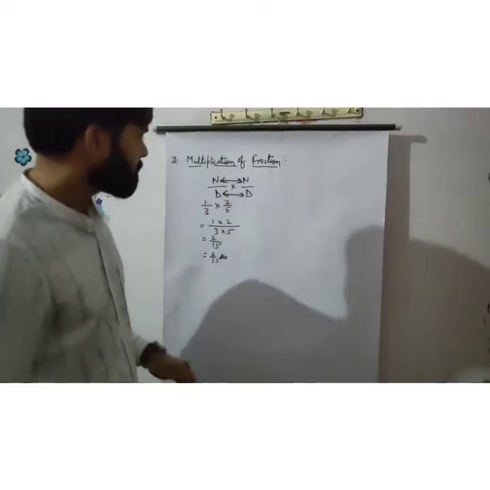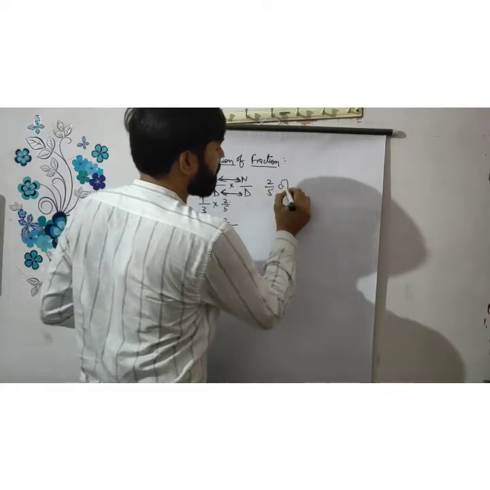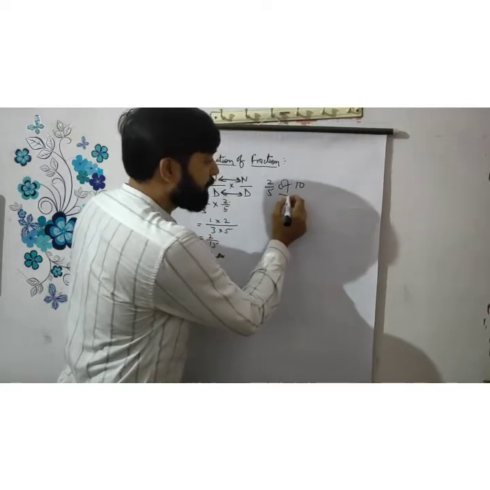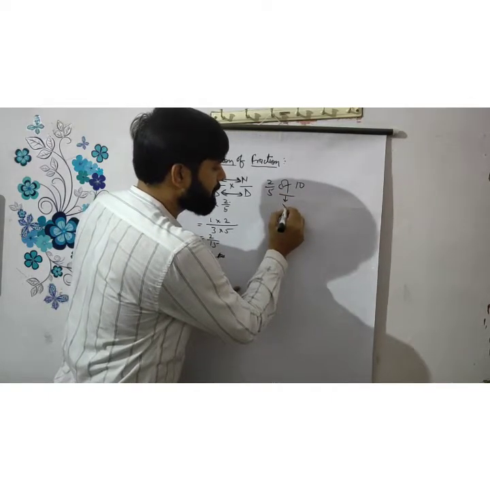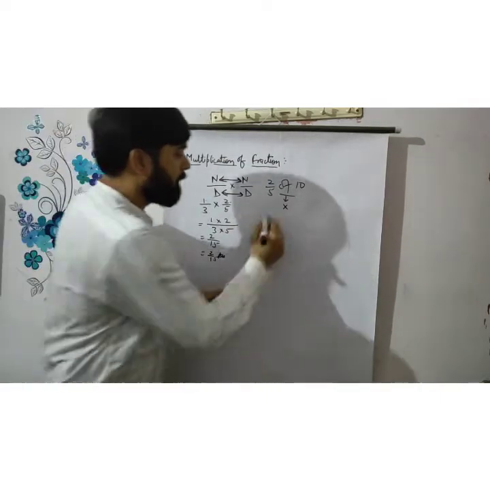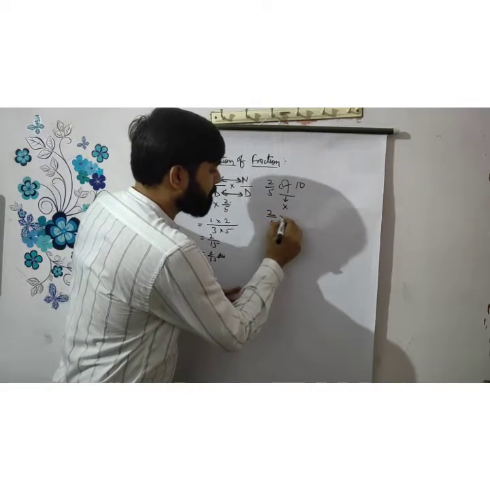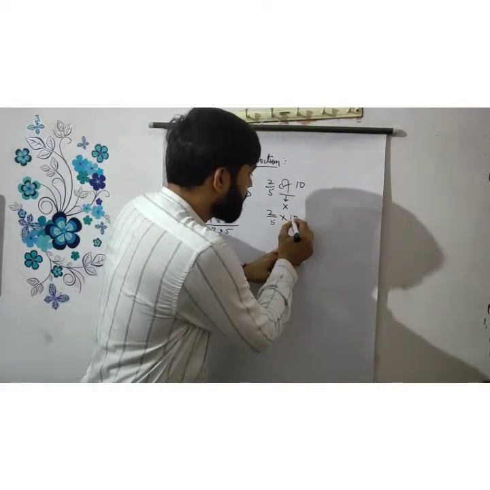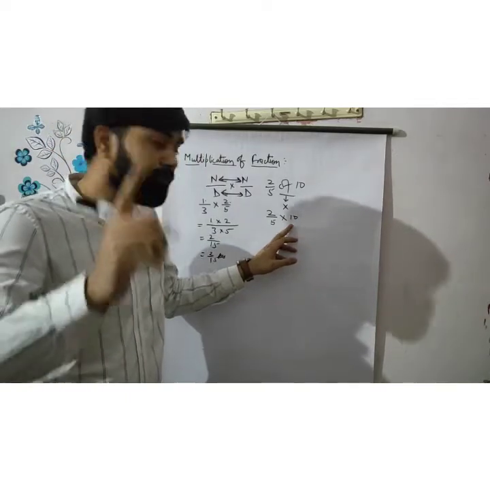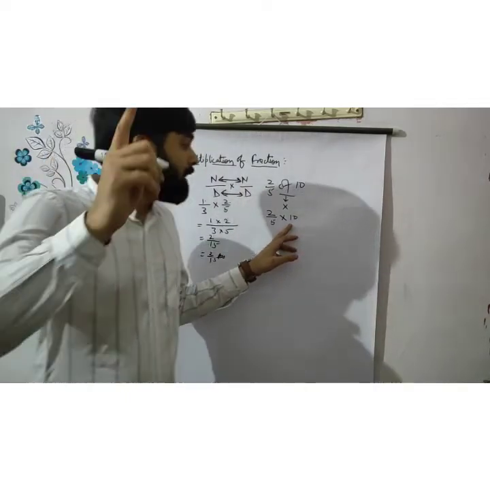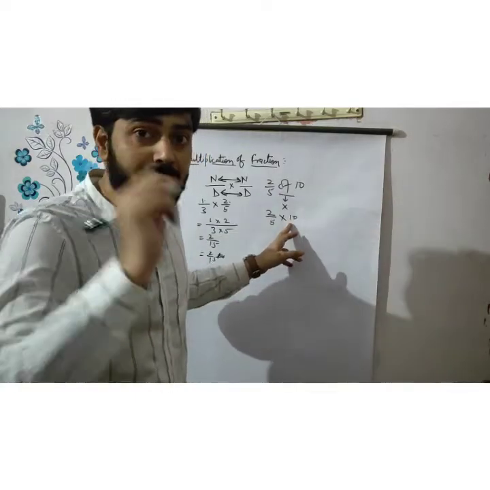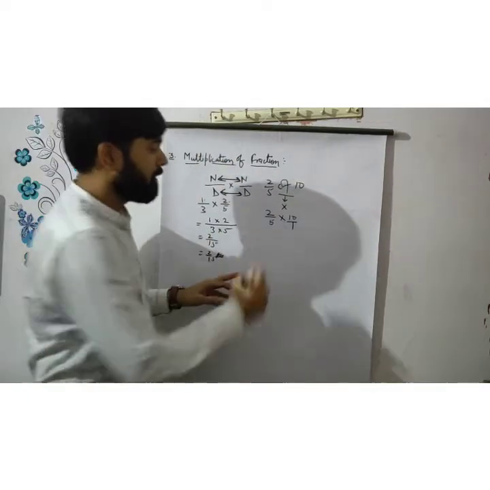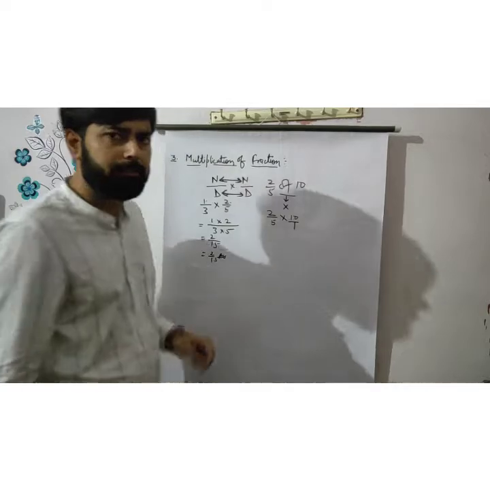In the second question, 2 upon 5 of 10. We know this type of question very well. So what is the meaning of "of"? Of means multiply. So 2 upon 5 multiply by 10. Look at this number, it is without a denominator. We know that a whole number we can always write with denominator 1. Means if there is no denominator, we can write it upon 1. So 2 upon 5 multiply by 10 upon 1.